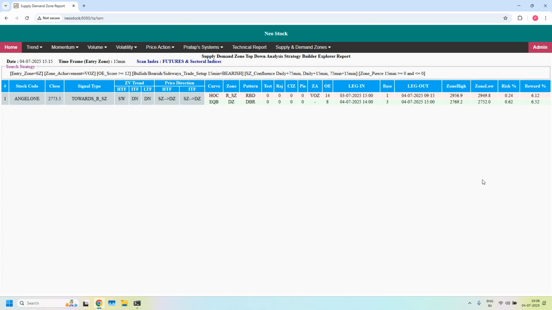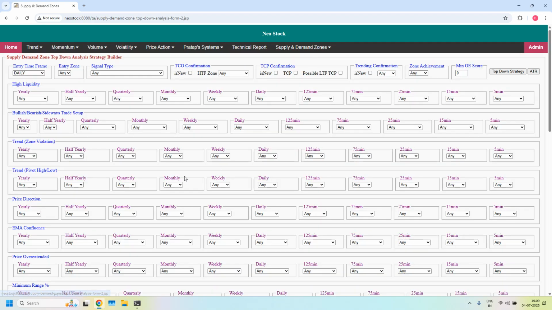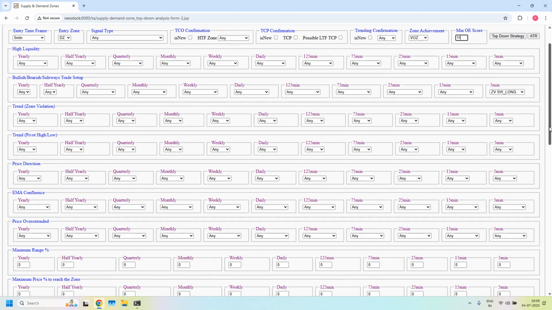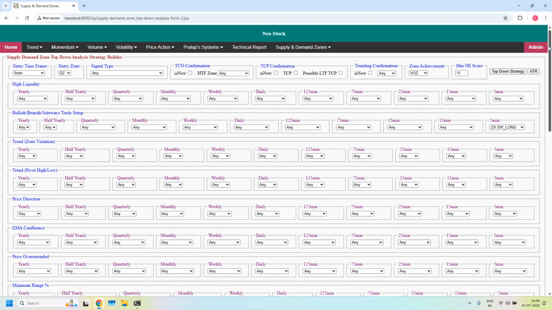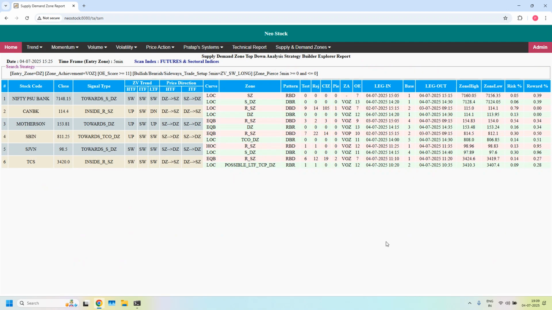We have completed daily income trade reports. Next, we will look into hourly income trade reports. For hourly income trade, entry time frame is 5 minutes, entry zone, demand zone, and here bullish, bearish, sideways at 5 minutes. I am selecting sideways long. Zone achievement VOZ, minimum odd enhancer score 11 for sideways, and 5 minutes demand zone should not be pierced. So in the pierced count at 5 minutes time frame, minimum value 0, maximum value 0. With these filters, we got 6 stocks.